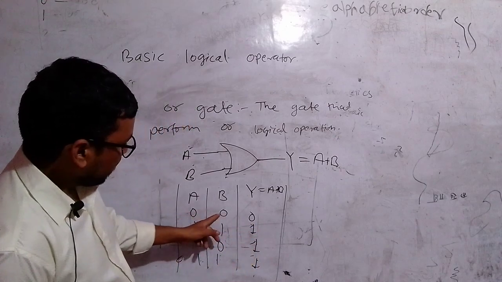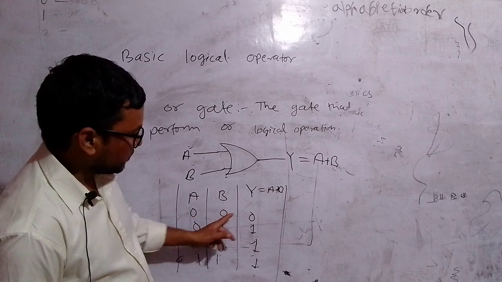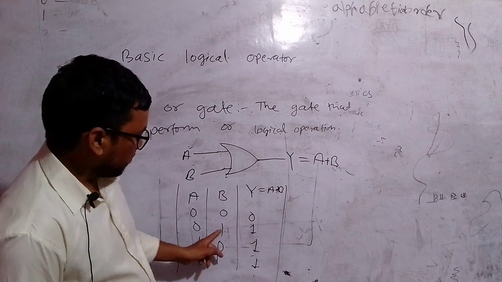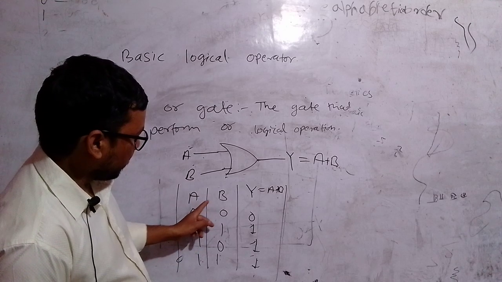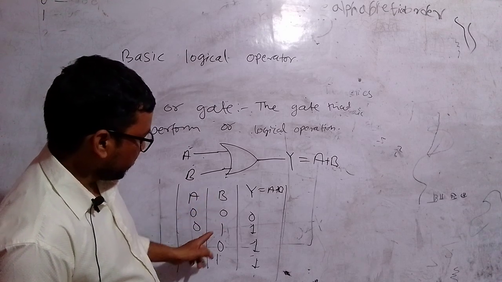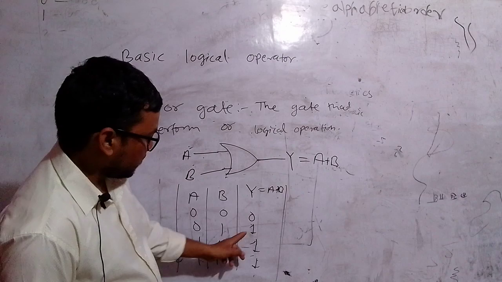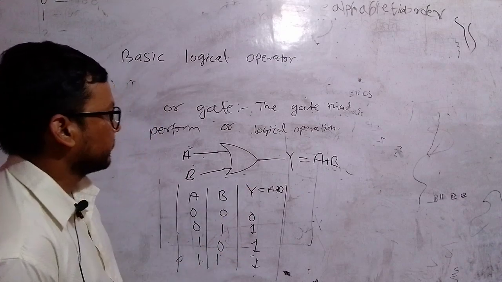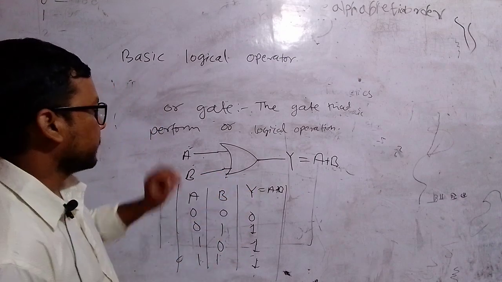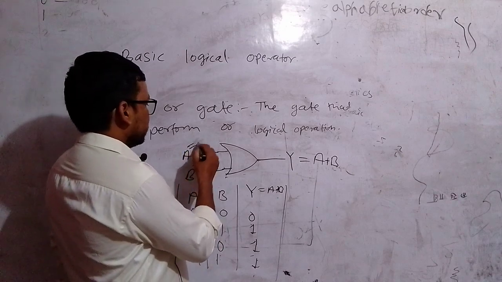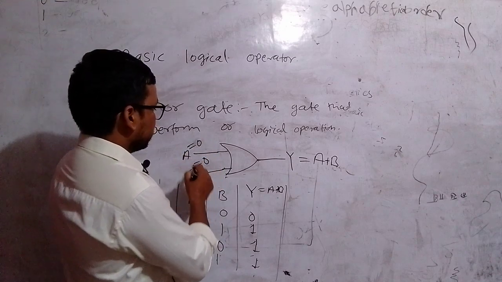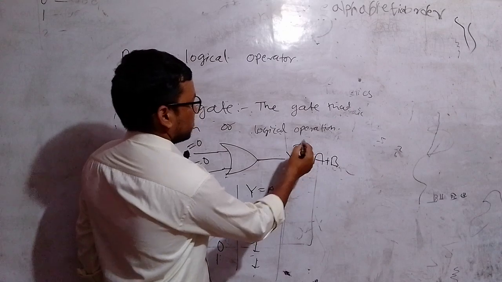Now, A and B both contain 0, so its output becomes 0. In another case, either A or B or both contain 1, so its output becomes 1. In this way, the OR operator performs. What would be the output if A is equal to 0 and B is equal to 0? Then Y will produce 0.